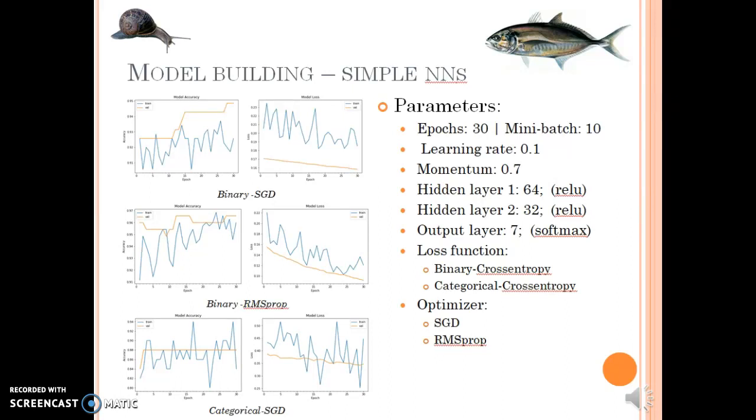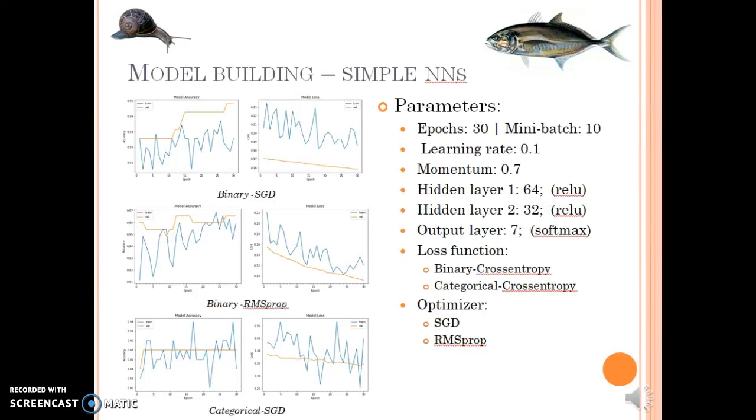I'm going to run really basic, starting with the learning rate at 0.1 and the momentum at 0.7, and I'm going to run with 2 hidden layers, with 64 hidden neurons in the first layer and 32 in the second hidden layer. Of course, I'm going to have 7 output neurons based on how many output classes I have, and I'm going to apply softmax activation functions.